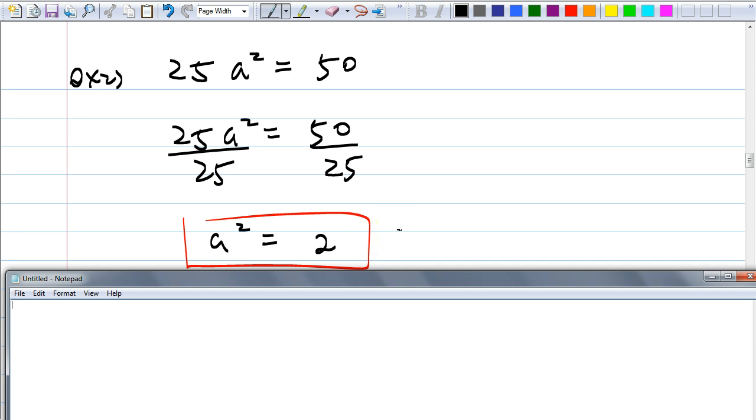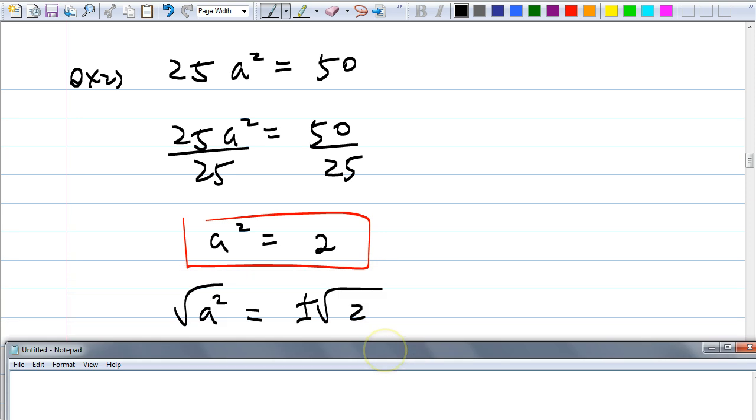What do I do next to get a by itself? I need to take the square root of both sides. What do I get? a equals the square root of 2. Yeah, but don't forget to put plus or minus, because there are 2 solutions, right? When a perfect square equals a number, you get 2 solutions.